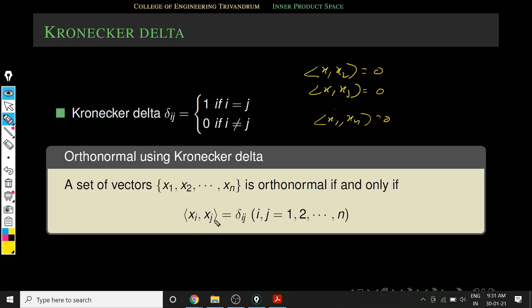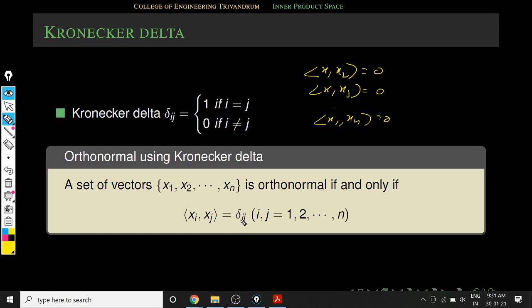Okay. So inner product of xi, xj equal to delta ij means whenever i and j are not equal, then its value should be 0. That's true. That is the criteria for orthogonality. You got the idea? That is the criteria for orthogonality.